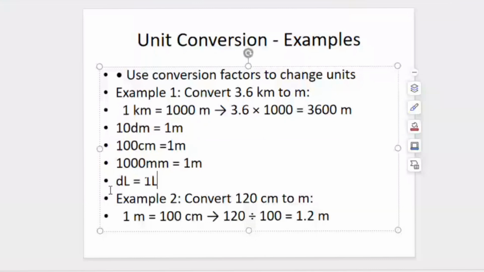The hack is when you hear the word deci, it's always the same. 10 deciliter will also make 1 liter. So also when you have centiliters, like cl, how many cl are in 1 liter?